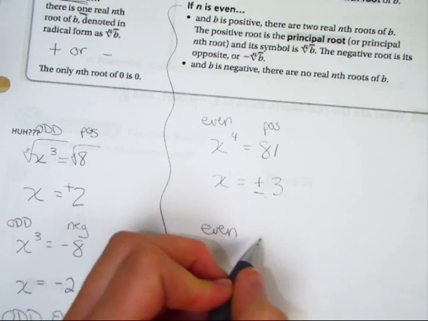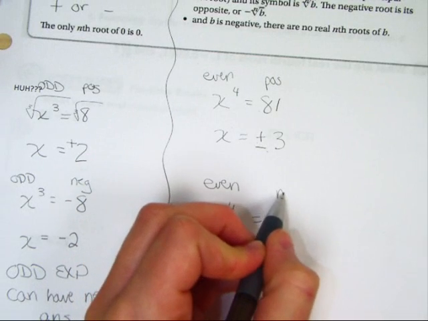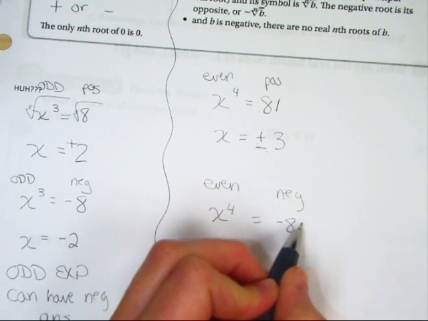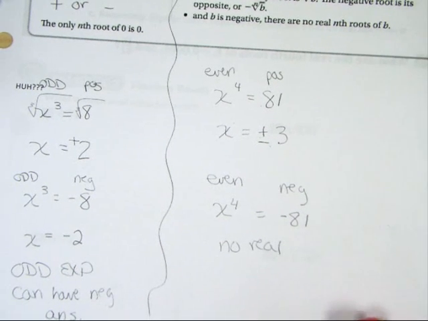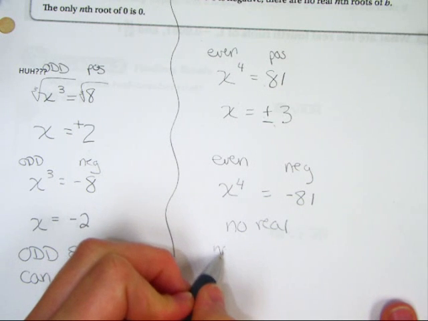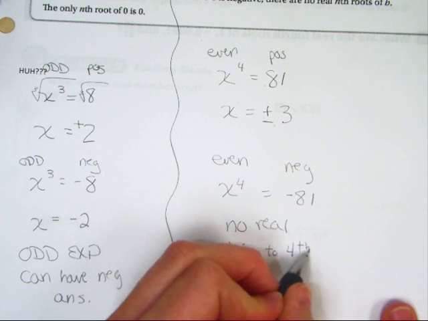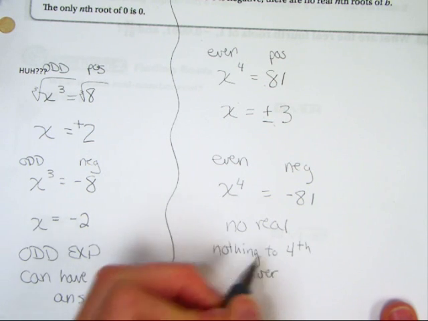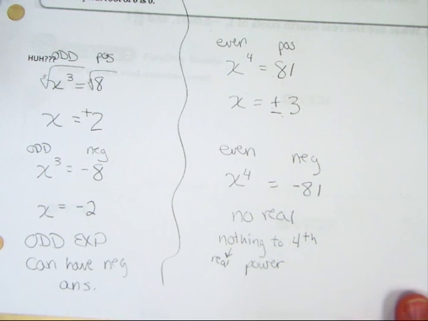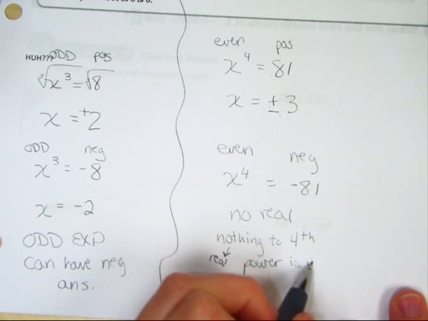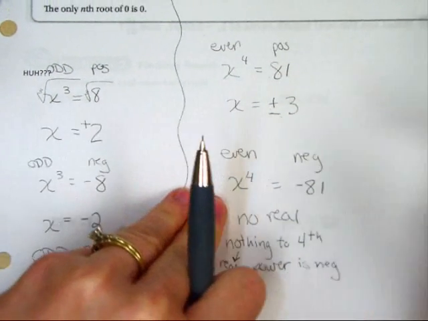Now let's say that you have an even, like x to the 4th, and then you have a negative, like negative 81. This one is going to be no real solutions, because nothing to the 4th power, if you want to write this down, and I should say nothing real to the 4th power is negative. Now we did learn about imaginary numbers, but right now we're just talking about real answers.